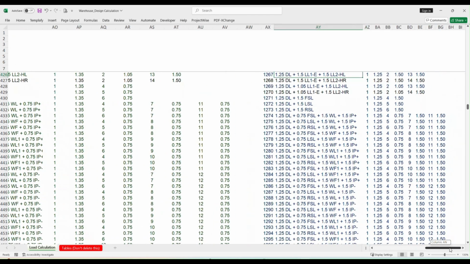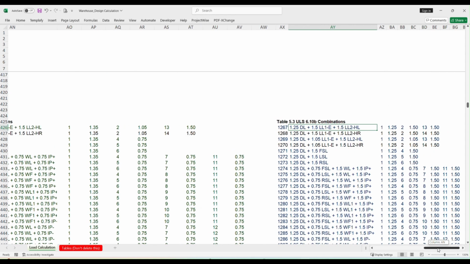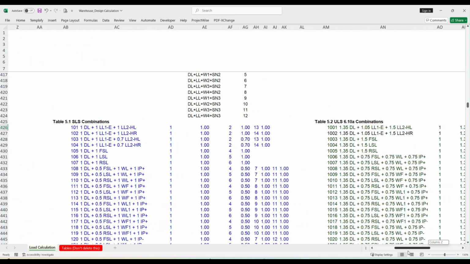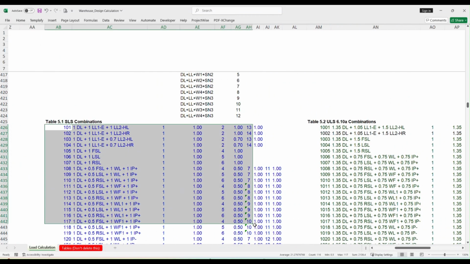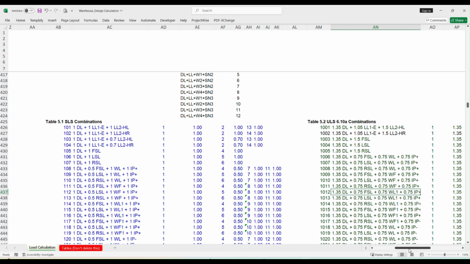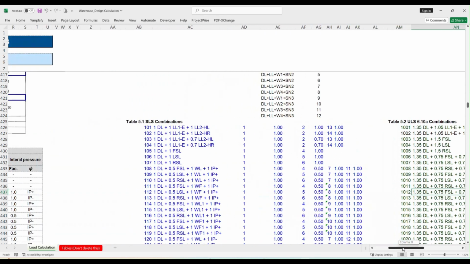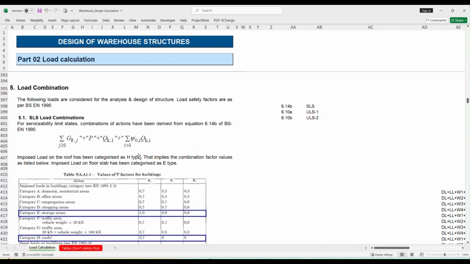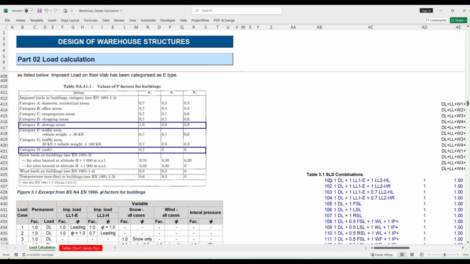So we are making this in order to make our load application and load combination application to the Robot structural model very simple. We can just copy and paste to that Robot structural table so that it can be generated. So this is all about the load combinations which we have calculated, and we have arrived at to make that Robot structural input. Let us see in another video.